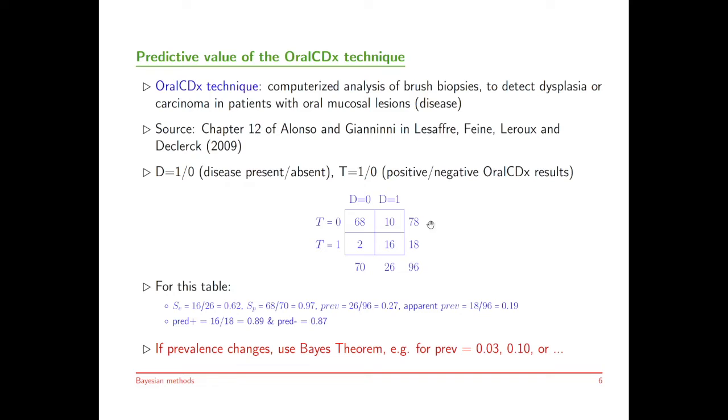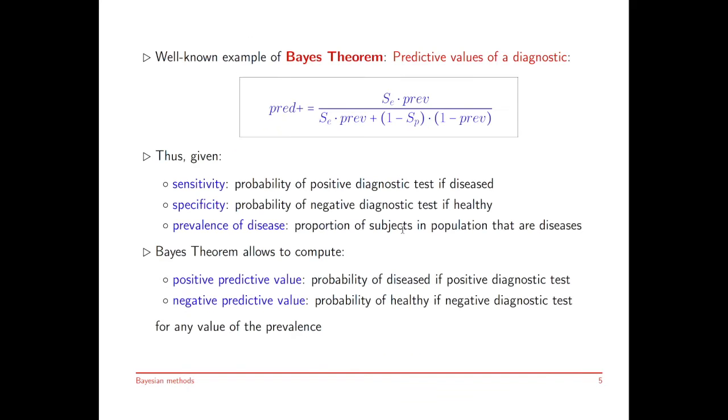The positive predictive value can be read off horizontally, and the negative predictive value can also be read off horizontally. We don't need Bayes' theorem when we stick to the prevalence of this example, but once the prevalence changes, we need Bayes' theorem, and then we can use the obtained sensitivity and specificity from that table, combine it with different values of the prevalence.